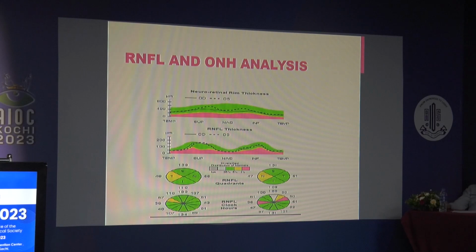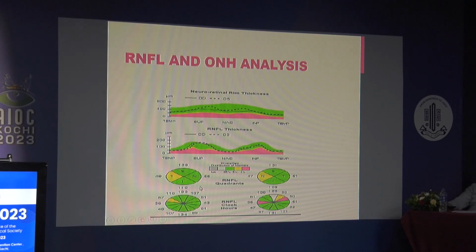And similarly the RNFL is shown in a graphical manner. The continuous line is for the right eye, the hashed line is for the left eye, the upper one is for neuroretinal rim and the lower one is for the RNFL. And RNFL is also shown in quadrant and clock hour.